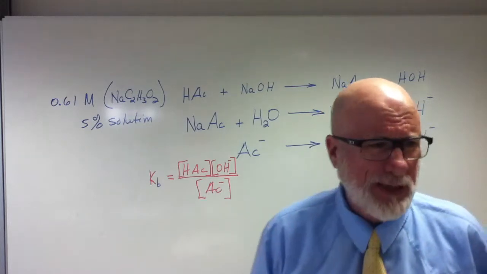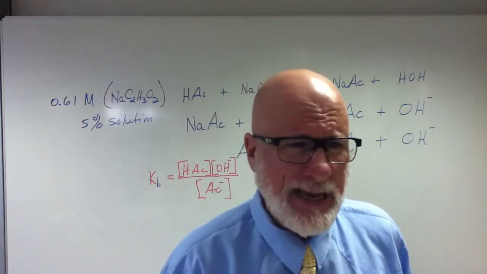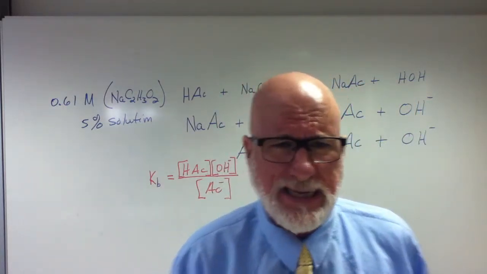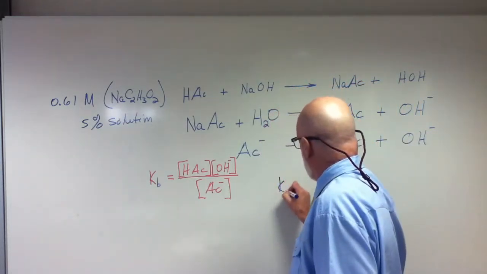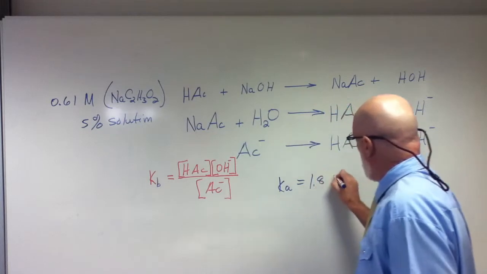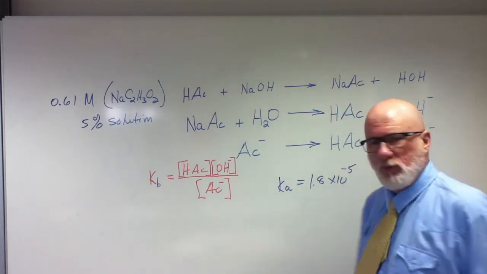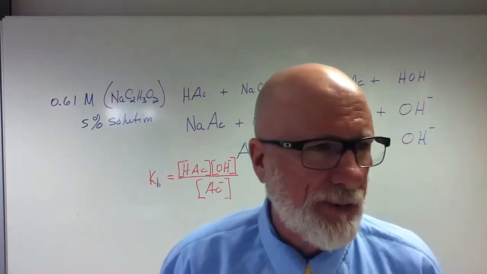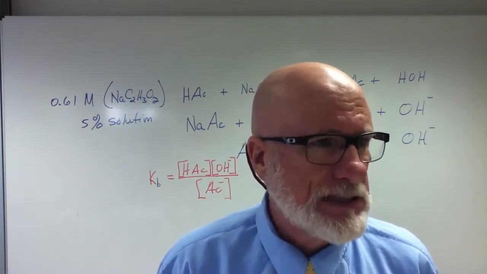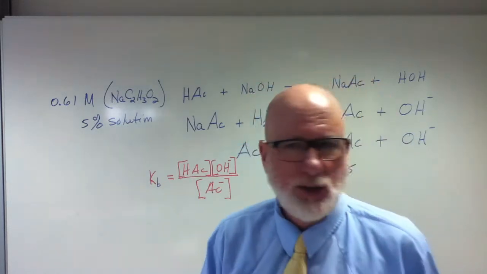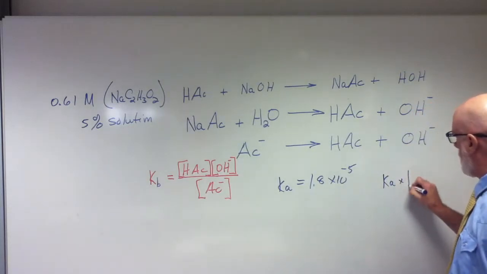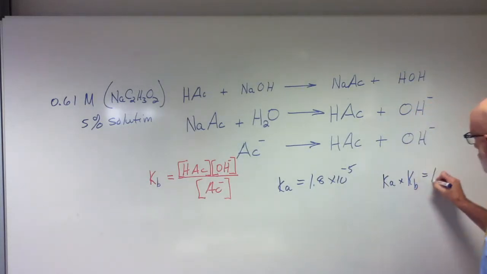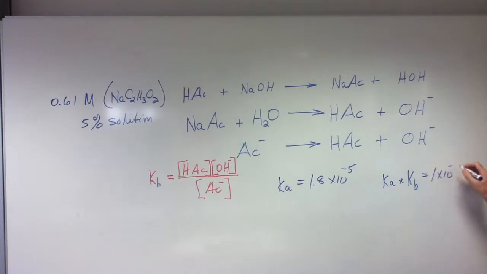What is the Kb for acetic acid? I will give you the Ka for acetic acid. The Ka equals 1.8 times 10 to the negative fifth. What is the Kb? How would you do that? For acetic acid, correct. You would do that by saying the Ka times the Kb equals 1 times 10 to the negative 14.